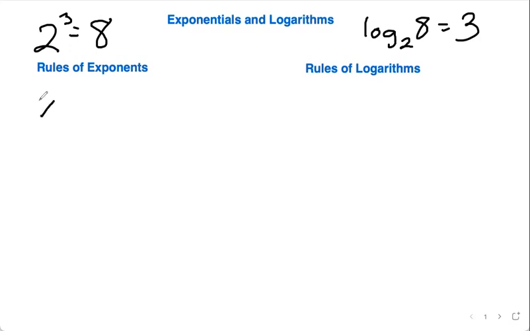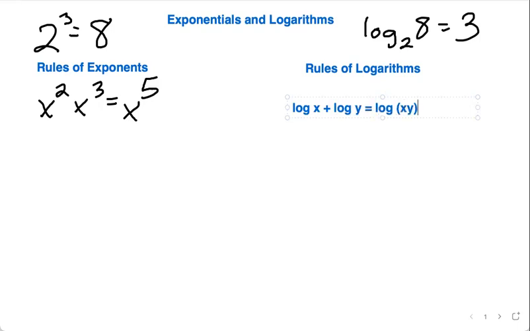For example, if I gave you x squared times x to the 3, that would be x to what power? To the 5th, because when you multiply, you combine by adding. For logarithms, if you have log of, let's say, x plus log of y, when you add, you combine by multiplying.